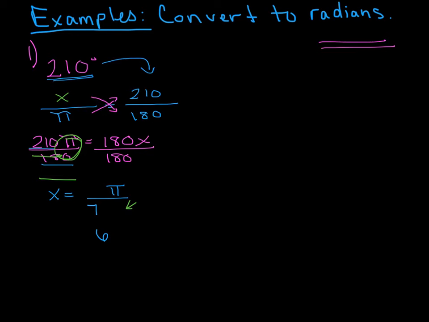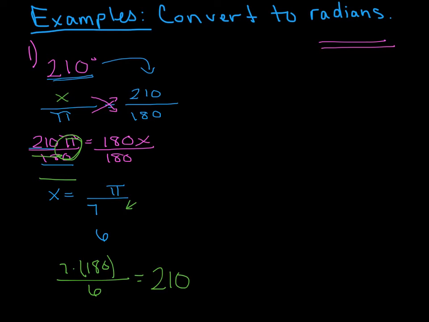And you can check your answer too if you want to make sure you're right, which I suggest you do. 7 times pi, and we know pi is equal to 180, so I can type that in my calculator. 7 times 180, and then divide that by 6, and you should get 210.